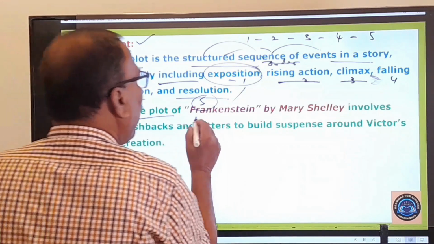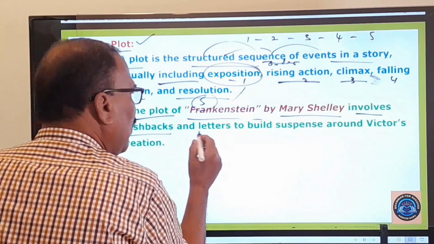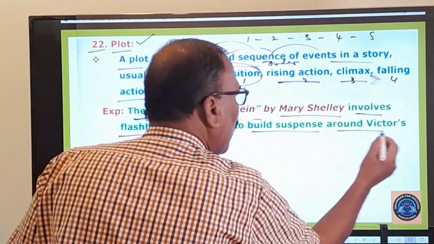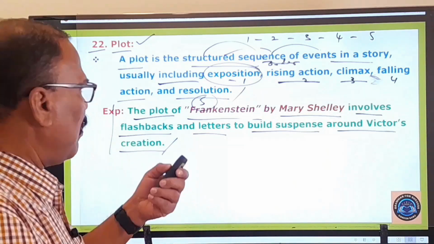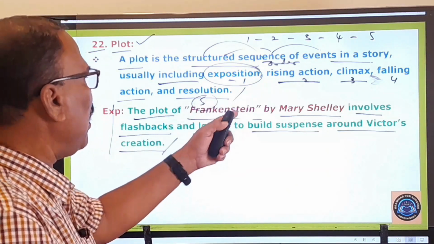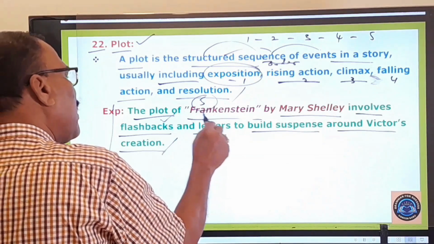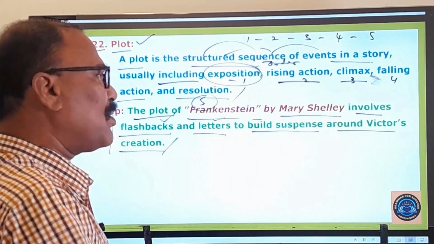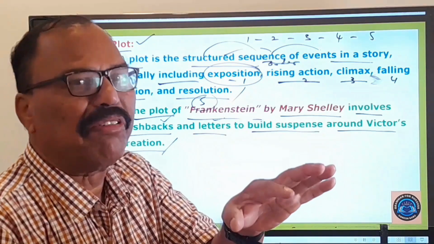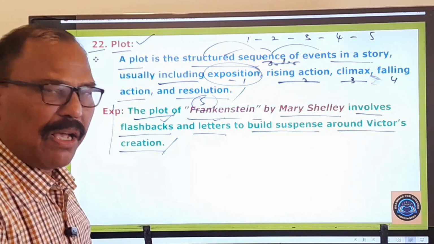The plot of Frankenstein by Mary Shelley involves flashbacks, letters to build suspense around Victor's creation. So this is also a beautiful novel written by Mary Shelley, Frankenstein, and it has got all flashbacks and letters. They are all arranged in a systematic way, so that the story can move forward and the story can appeal to the readers. One more example is given here.